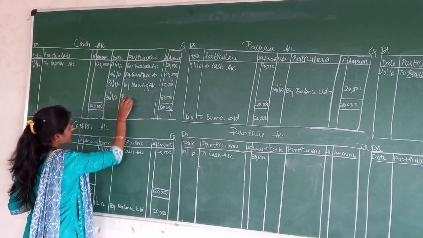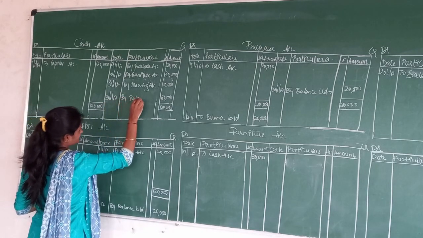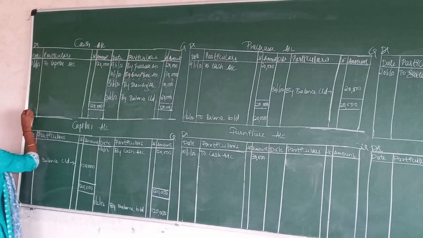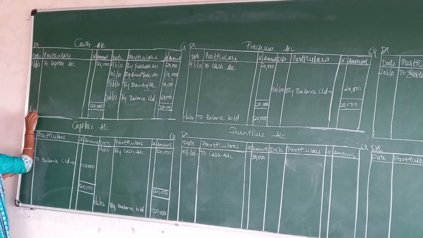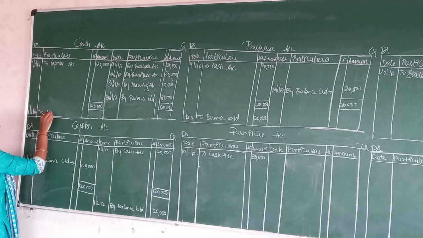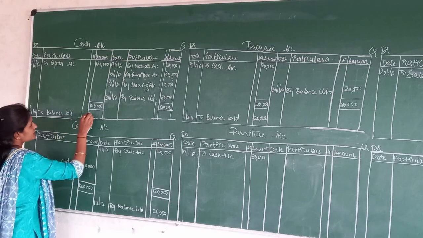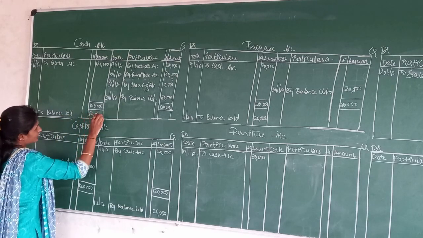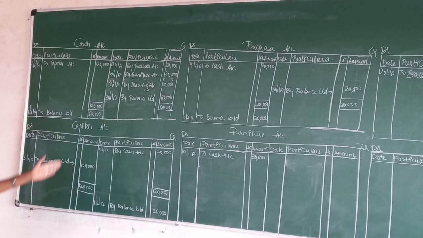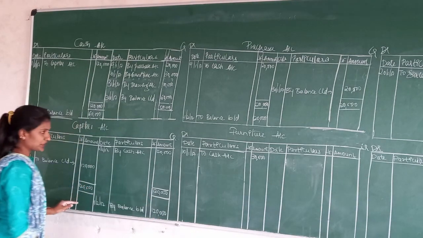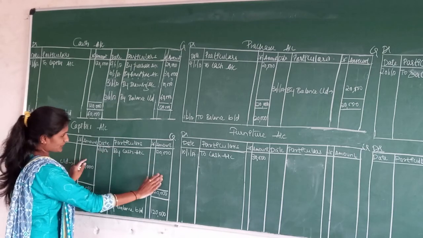For that we will write here by balance carried down, and the same on the next month, that is 1/2/2017, we need to write brought forward, brought down. How much? The same way 60,000. So this is the closing amount, and in the capital account it is the same way, that is again a double line we need to draw here, and whichever amount is more.